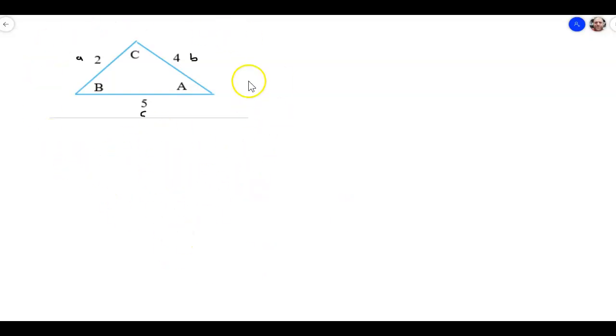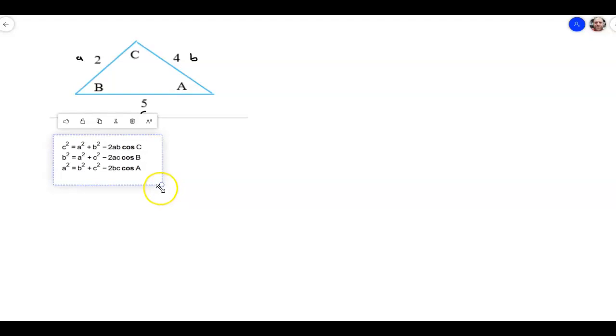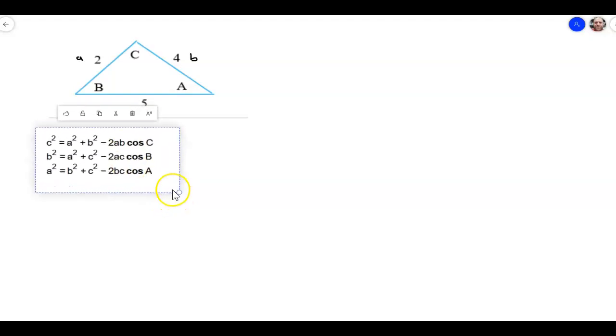In both of these cases, they don't give us enough information to use the law of sines, so here we're going to have to use the law of cosines. The law of cosines is going to look like this. It's three different formulas, but it's really the same formula, just depending on which angle you want to solve for, A, B, or C. In the case where they just give you the three sides, it doesn't matter which one we use. So let's jump in and use the middle one and solve for angle B.